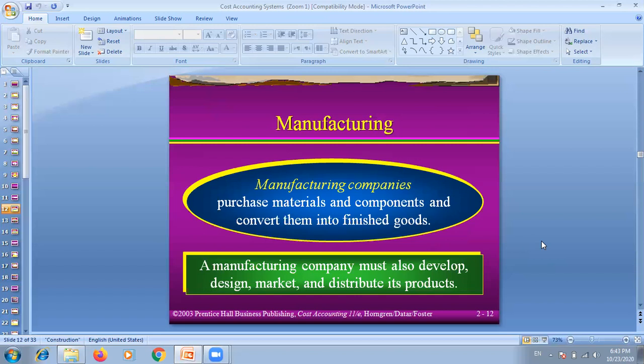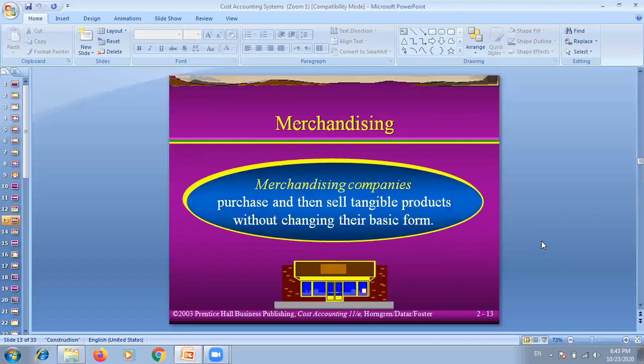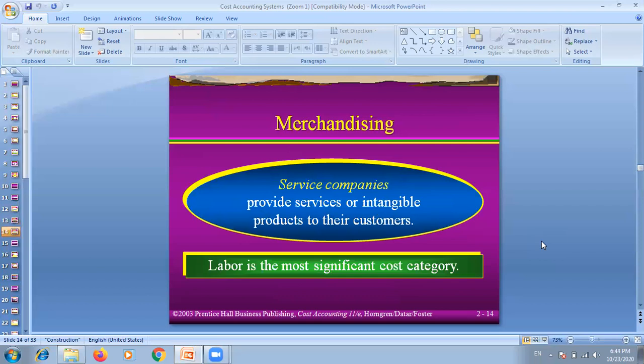Manufacturing companies purchase materials and components and convert them into finished products. A manufacturing company must also develop, design, market, and distribute its products. A merchandising company purchases, then sells tangible products without changing their basic form. So it purchases the product and sells these products in the same form. Regarding service companies, they render services, or intangible products, to their customers. Labor is the most significant cost category, because rendering services needs labor cost, wages to render these services to our customers.